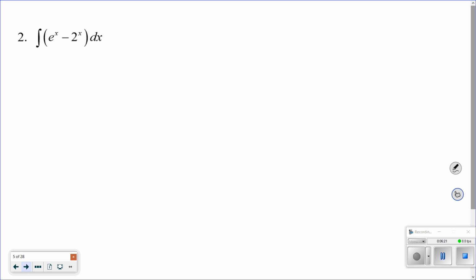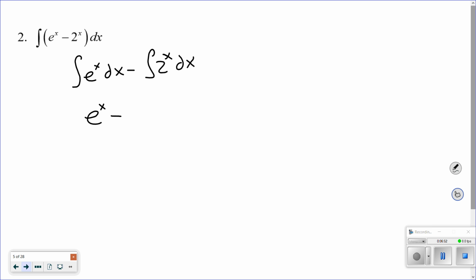Okay, next one. Another rule from yesterday. Remember, if you have separate terms separated by a plus or a minus, you can separate those. I'm going to do that on this problem. I'm going to write it as the integral of e to the x dx minus the integral of 2 to the x dx. Okay, now let's integrate it separately. e to the x is easy. What do I take the derivative of to get e to the x? It's e to the x. So the integral of e to the x is e to the x.